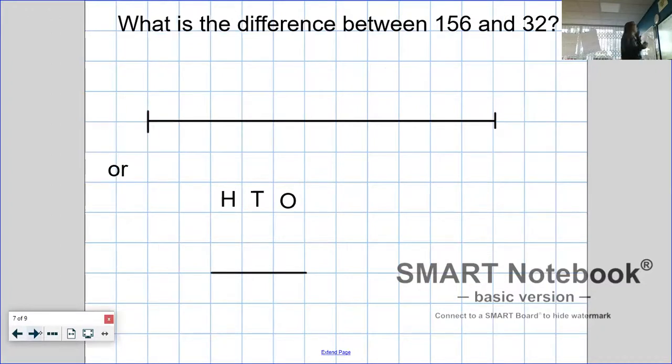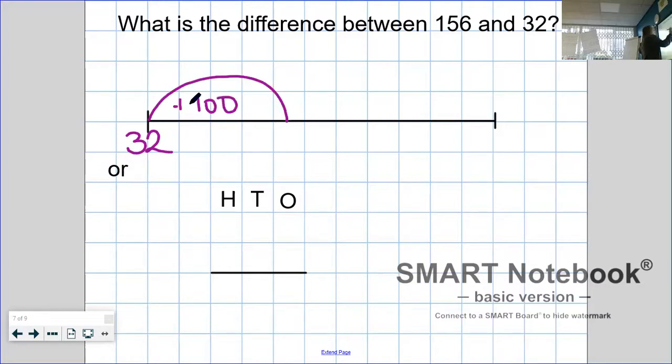Let's try this one. We've got 156 and 32, so I'm going to put 32 at this end. And I want to get to 156, so let's have a look. Well, I could add 100, couldn't I? If I added 100, I could get to 132. I'm getting to 156, so I still need to keep going. And then I could add a 10, 142, and another 10, 152. And then I need to add on 52, 53, 54, 55, 56. So there would be 156.